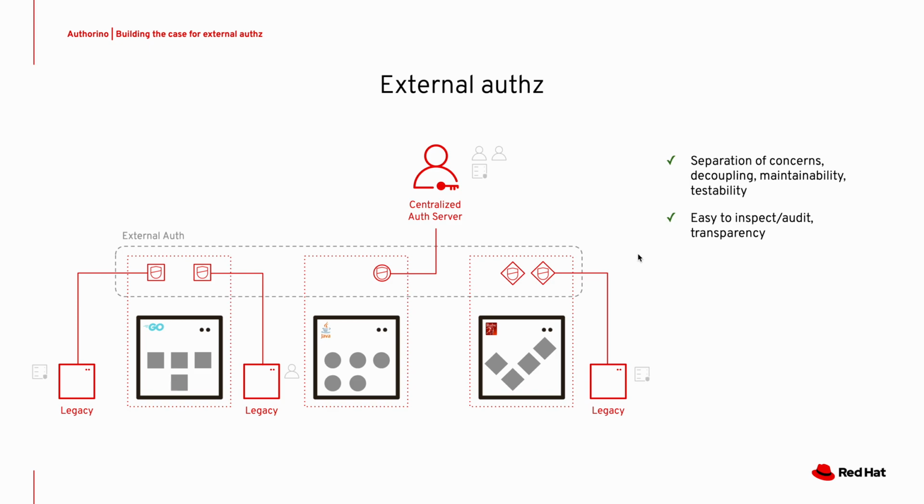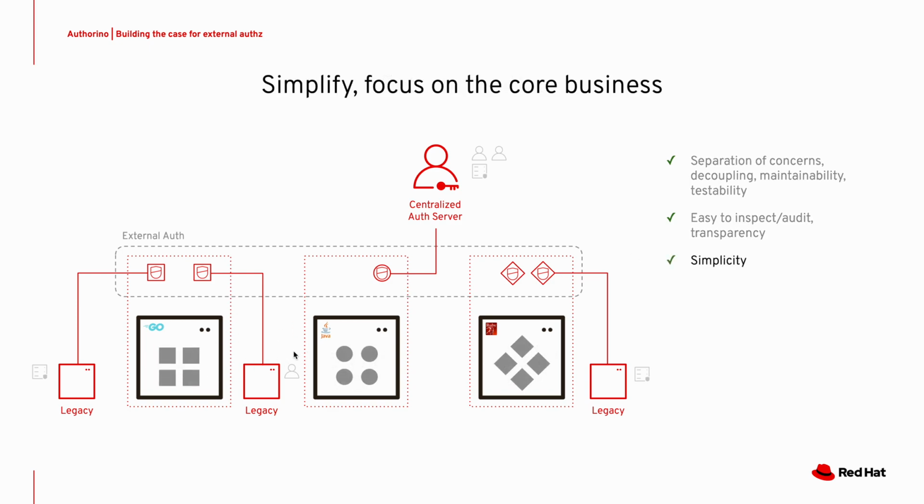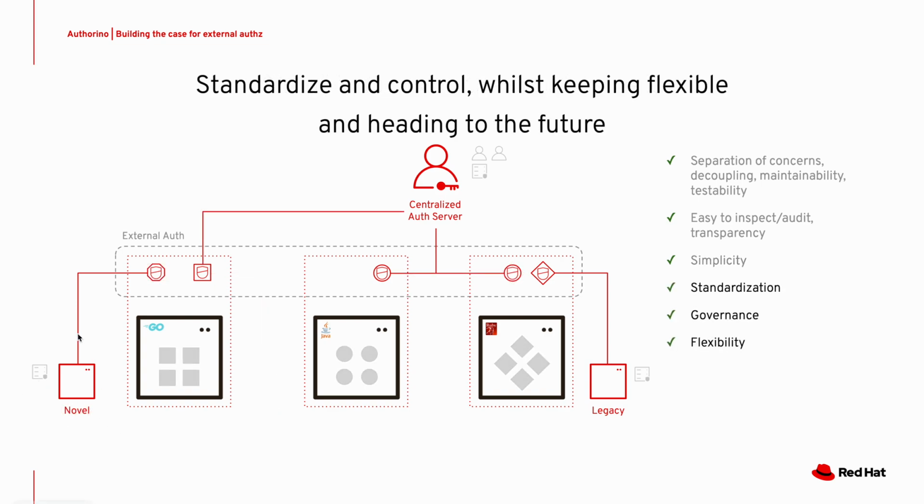But it also means that you can simplify your application's code base and focus only on the core business logics of each application. Provided that now those two layers are decoupled from each other, you also have more flexibility to change things around. For example, let's imagine that we want to replace these legacy systems of the Golang application with some novel auth technology that we want to experiment with.